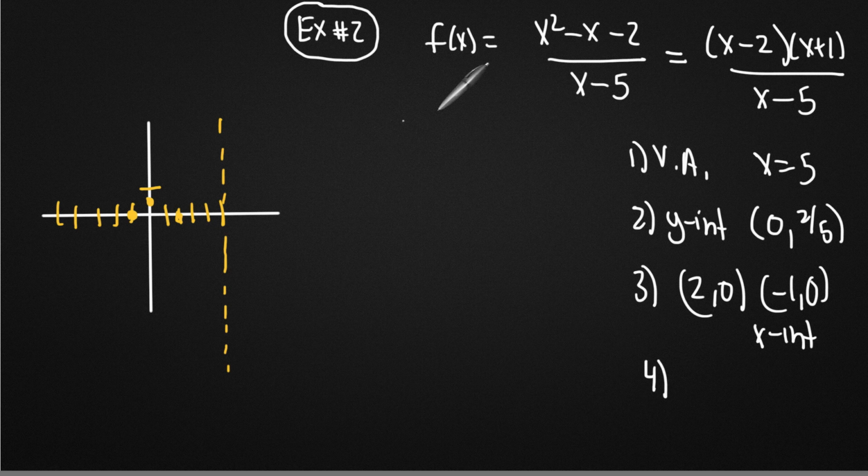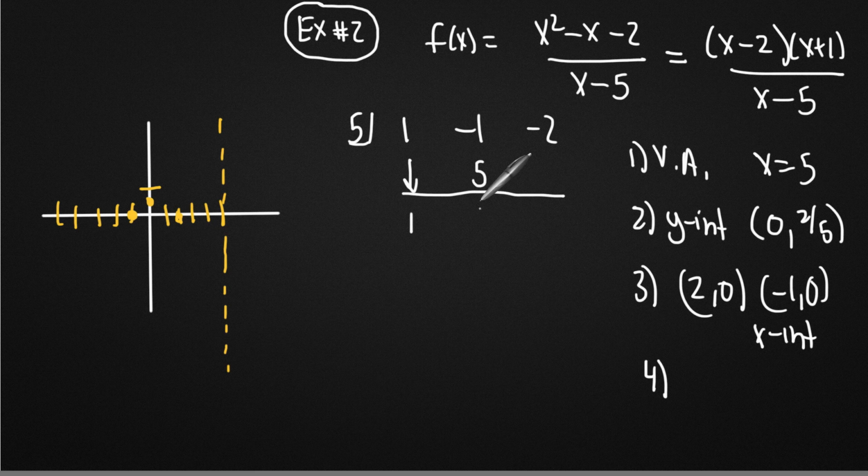We get that by doing a little synthetic division. So x minus 5, so we're going to put 5 in the box. And our coefficients are 1, -1, -2. Bring down the 1. 5 times 1 is 5. -1 and 5 is 4. And we really don't even need to do this other part because we do not use the remainder in this situation. So our slanted asymptote is simply going to be y equals x plus 4.